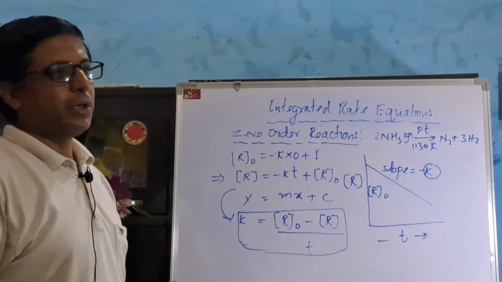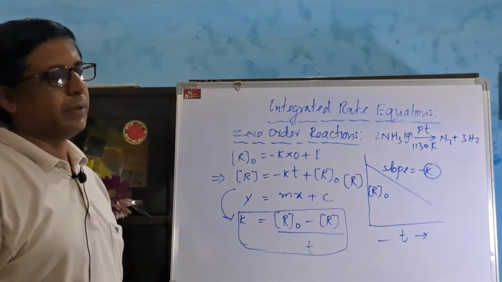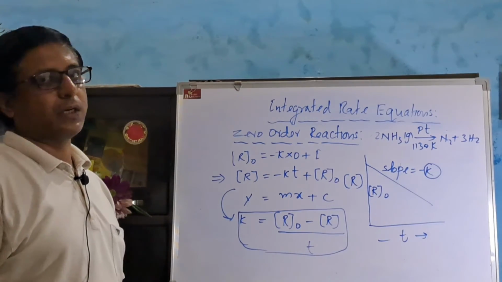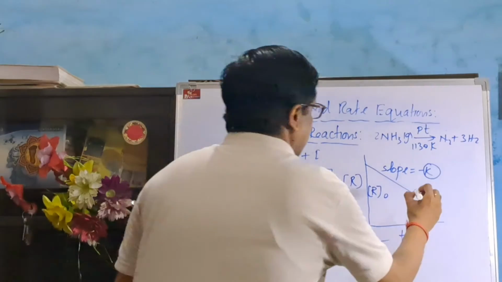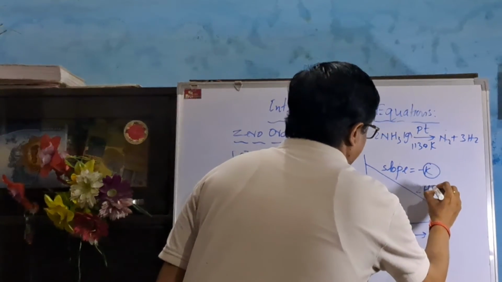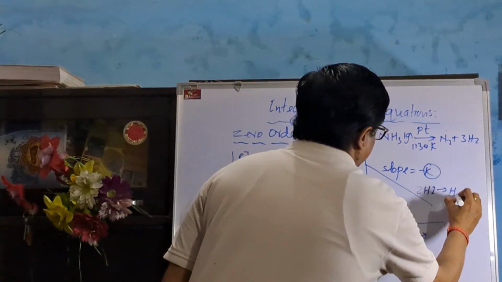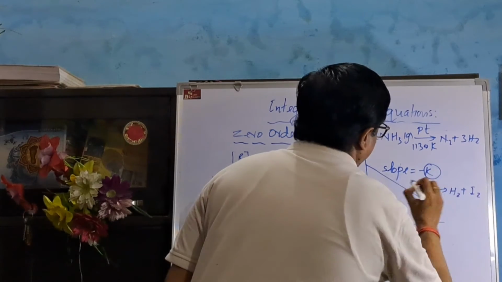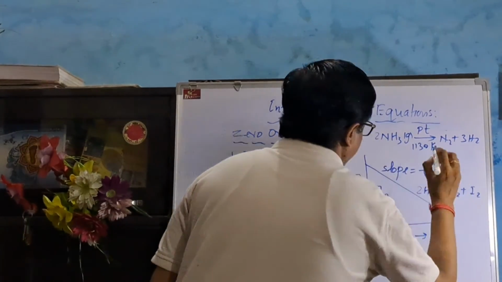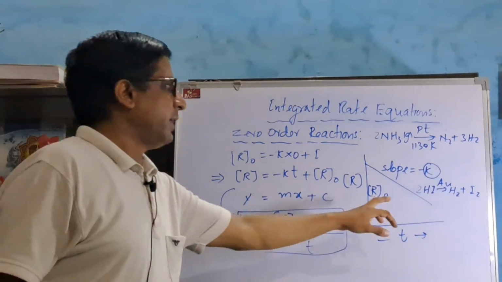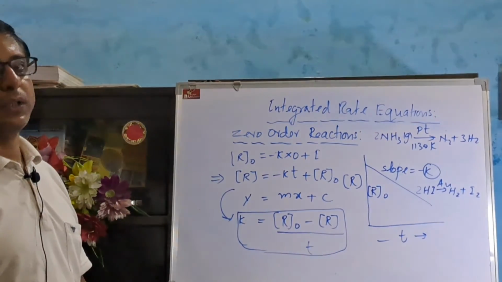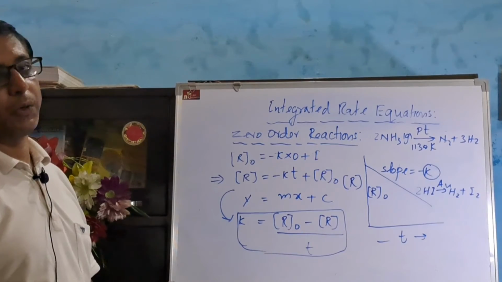The decomposition of hydrogen iodide over a gold metal surface is also an example of a zero order reaction. Hydrogen iodide decomposes into hydrogen and iodine at the gold surface. Here the reaction rate does not depend upon the concentration of hydrogen iodide.